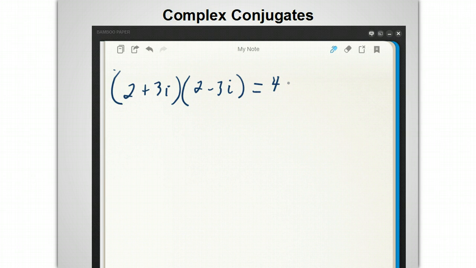So 2 squared is 4. 3i squared is minus 9i squared. Again, I wrote the minus because it's a difference and a sum. Well, 9i squared is negative 9, so it's 4 minus negative 9, or 4 plus 9. Believe it or not, those two complex numbers multiplied together give us 13, a real number.